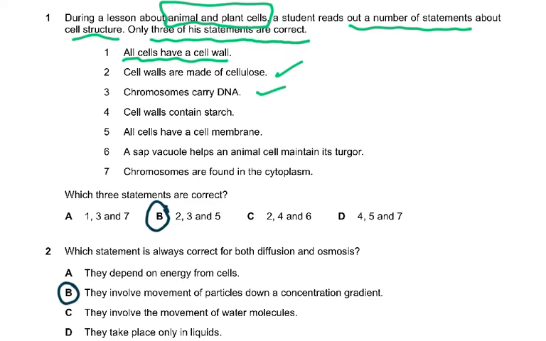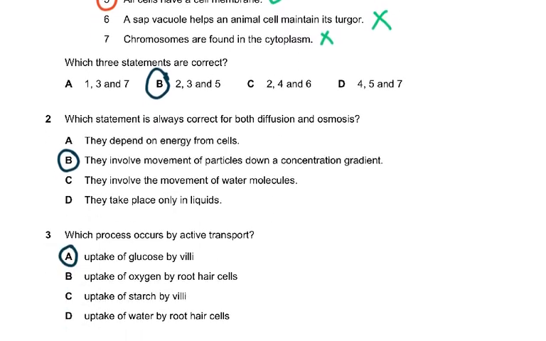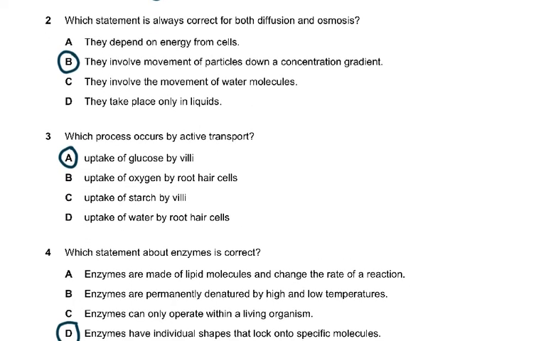4. Cell walls contain starch. This is wrong. All cells have a cell membrane. Yes, every cell has a cell membrane. Please remember, virus is not a cell, so it doesn't have a cell membrane. Then number 6, a sap vacuole helps an animal cell maintain its turgor. No. Chromosomes are found in the cytoplasm. No. So the answer to that was only 2, 3, and 5.